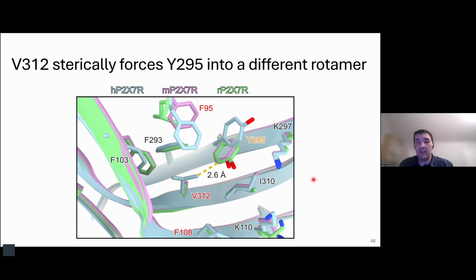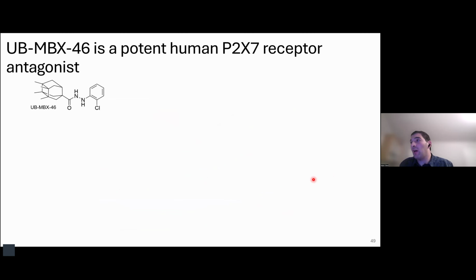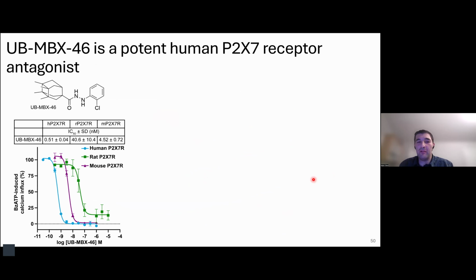So to better understand the impact of these residues, I want to briefly introduce a novel small molecule P2X7 antagonist that is the result of collaborative efforts from several labs across the world. So the compound UBMBX46 is a human P2X7 selective antagonist that inhibited calcium-induced currents with an inhibitory potency of 510 picomolar at human P2X7, 41 nanomolar at rat P2X7, and about 5 nanomolar at mouse P2X7.